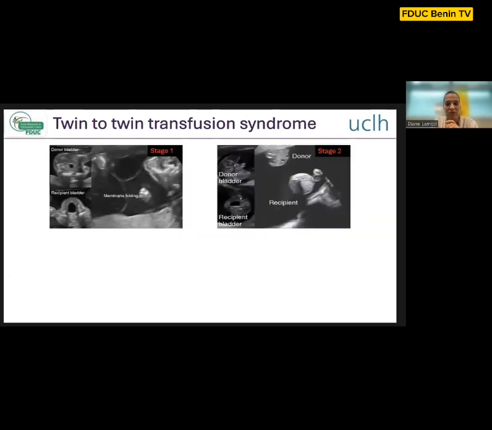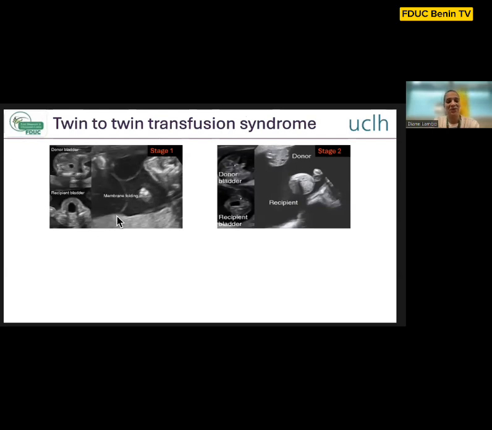So how do those different stages look on ultrasound? So you can see that on stage 1, you've got presence of both bladders. So you can see that the recipient bladder is at the bottom. It's maybe looking a little bit what we call polyuric, so a little bit enlarged. The donor bladder at the top is present, maybe slightly smaller, but certainly present.